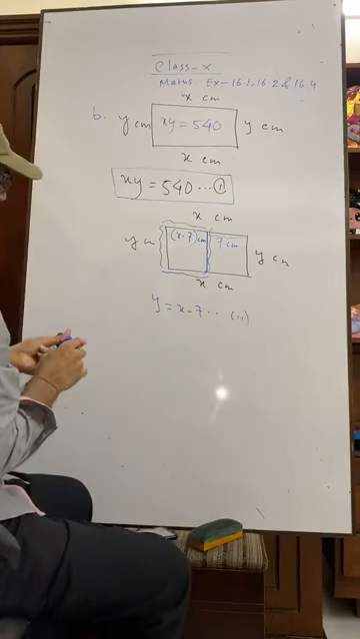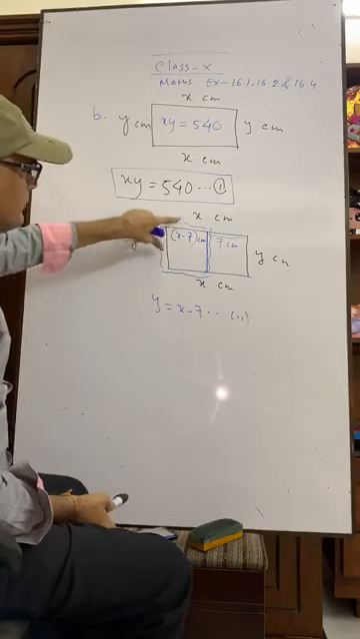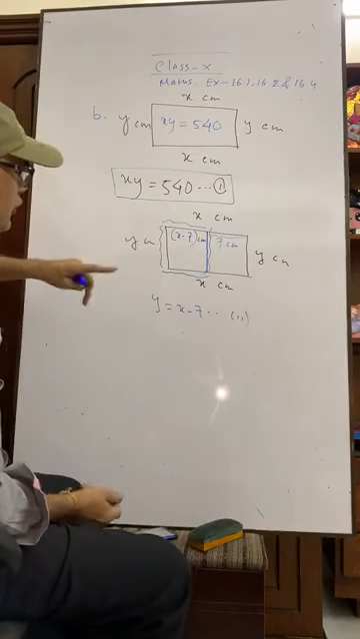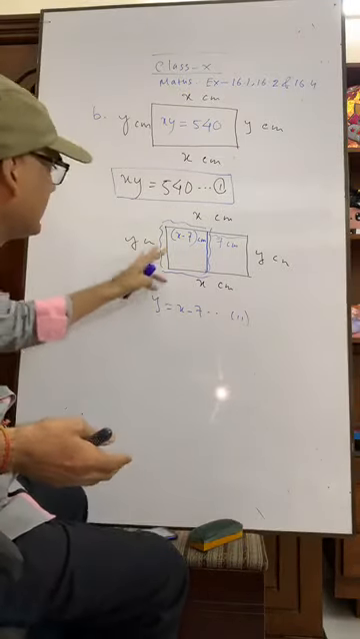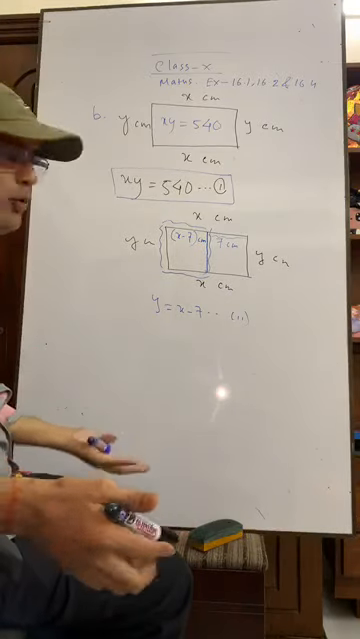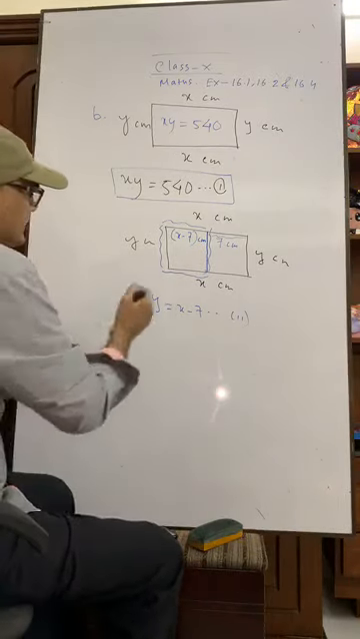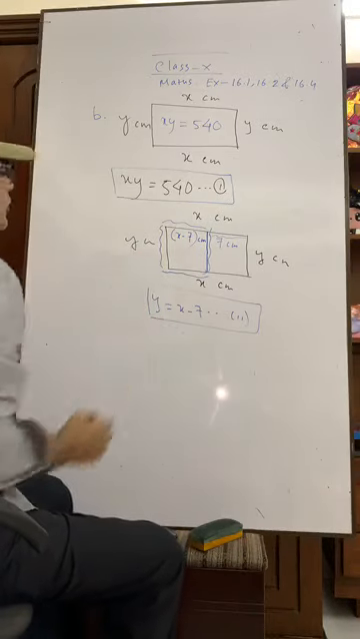Now the breadth, suppose this is breadth and this is length, but the length and breadth of a square are equal. So we can establish a relation between y and x minus 7, that is, they are equal, as the length and breadth of a square are equal. So we have got another equation.